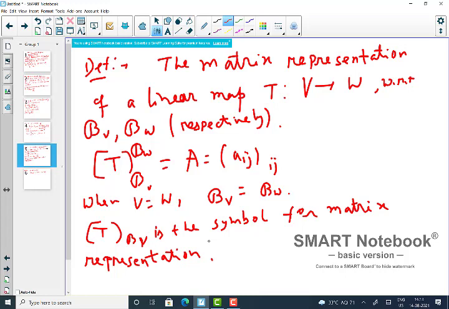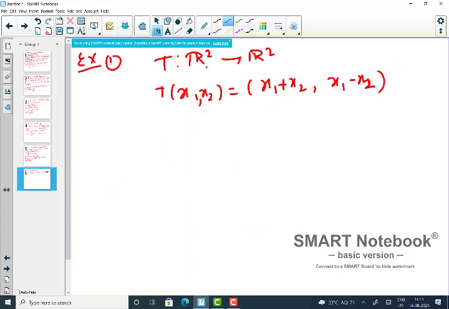So this is our symbol. Maybe here I am assuming that both are the same vector space with the same basis. And what is the basis? The standard basis, 1 0 and 0 1. Obviously you can change it and then the answer will be different. With this standard basis, what happens?